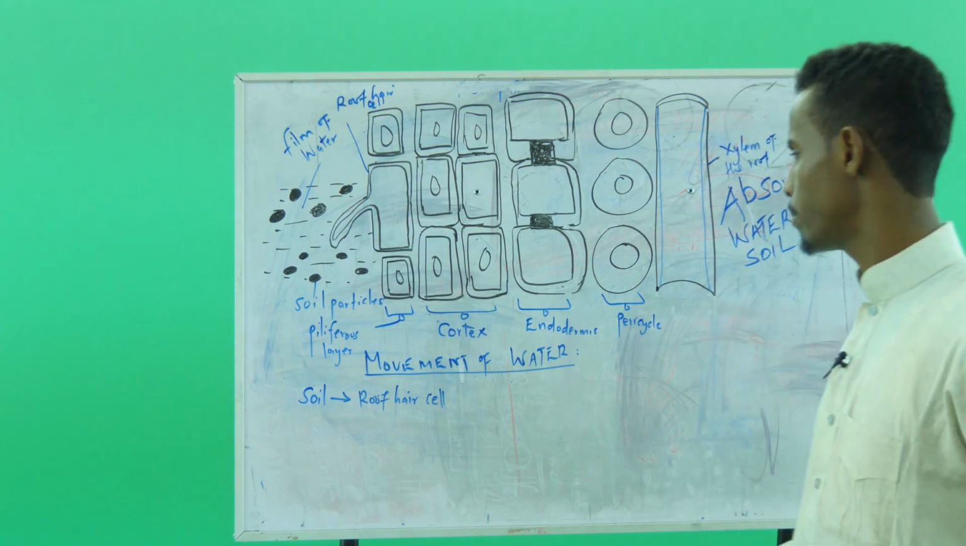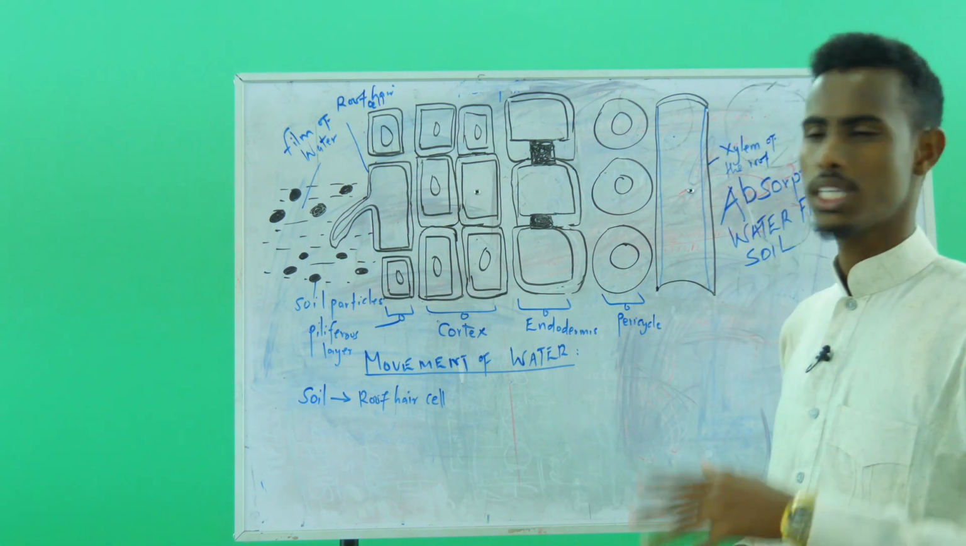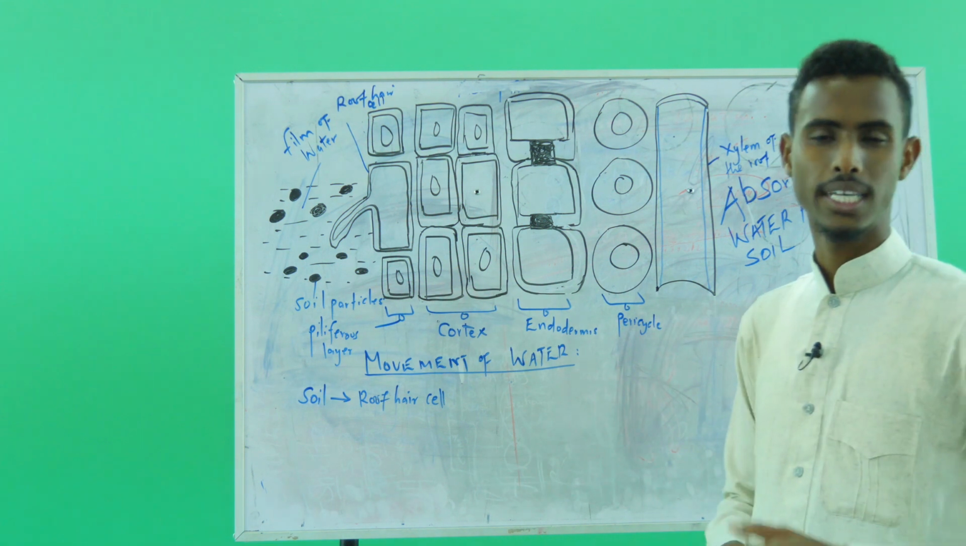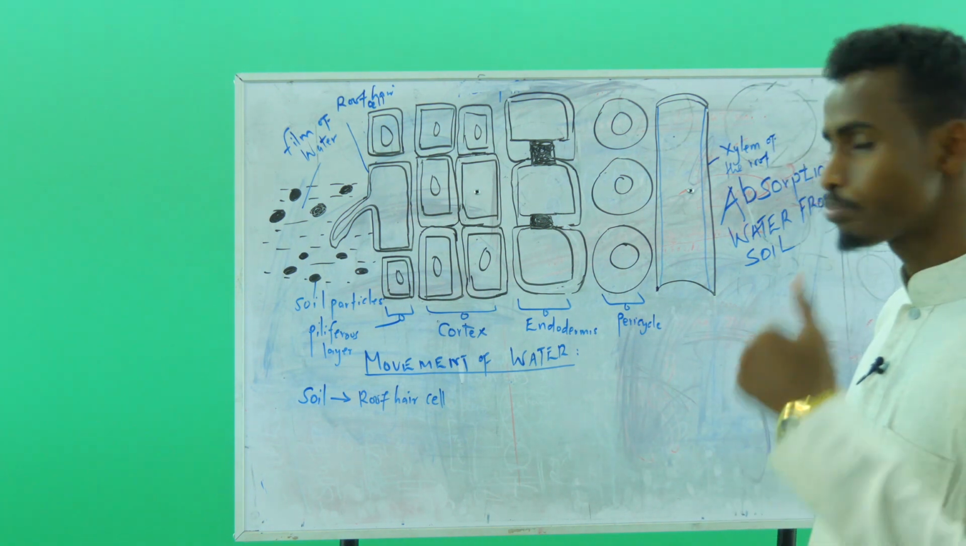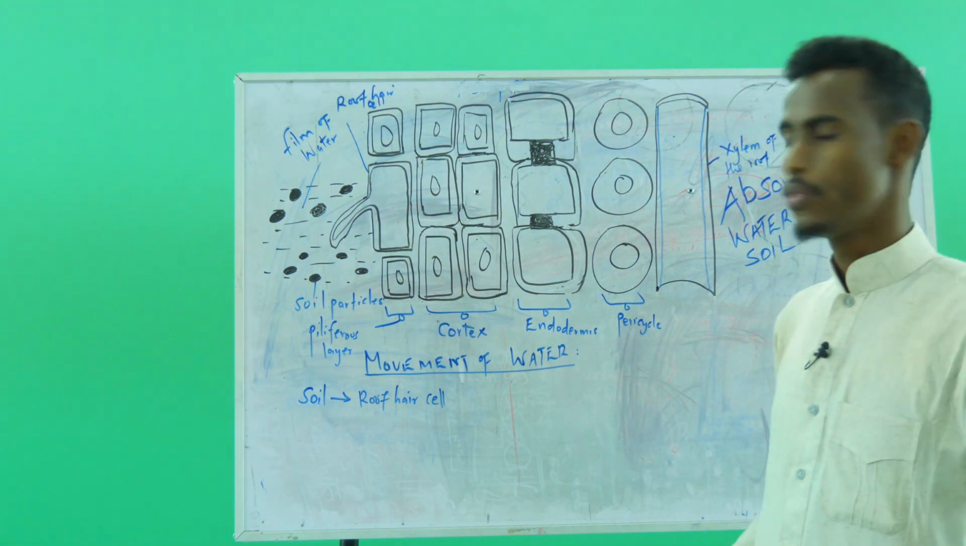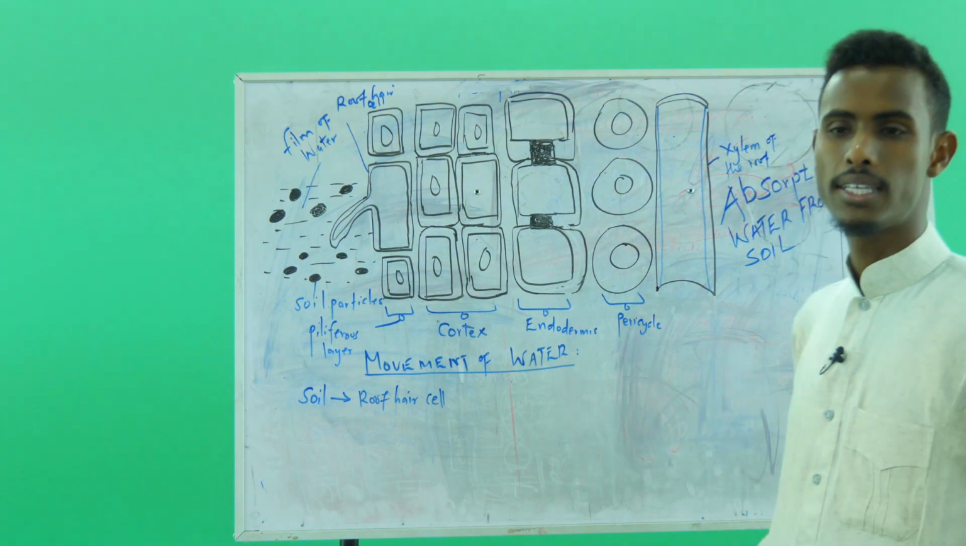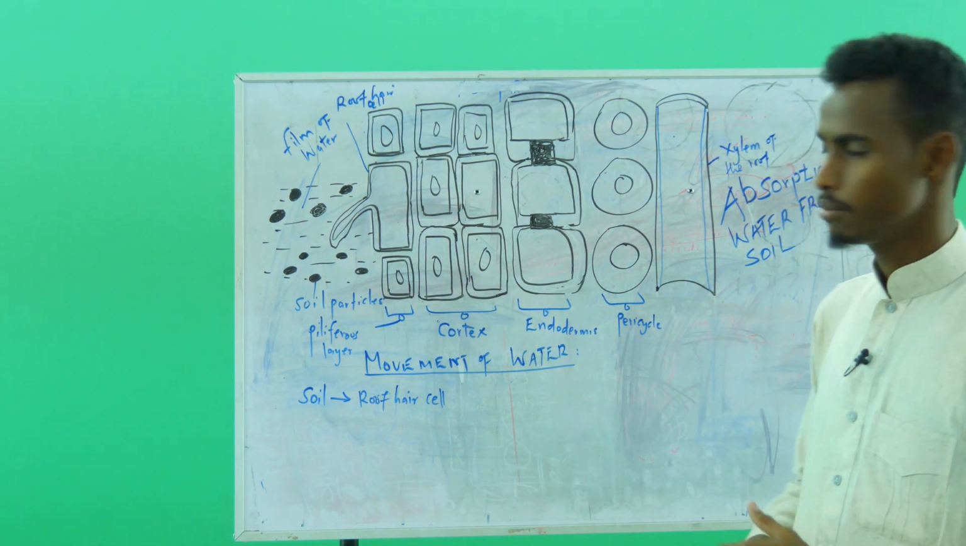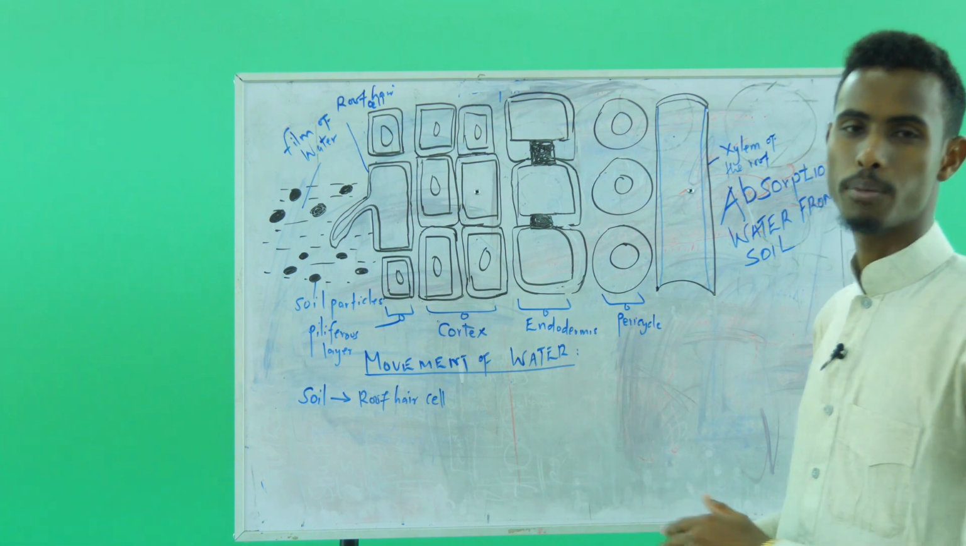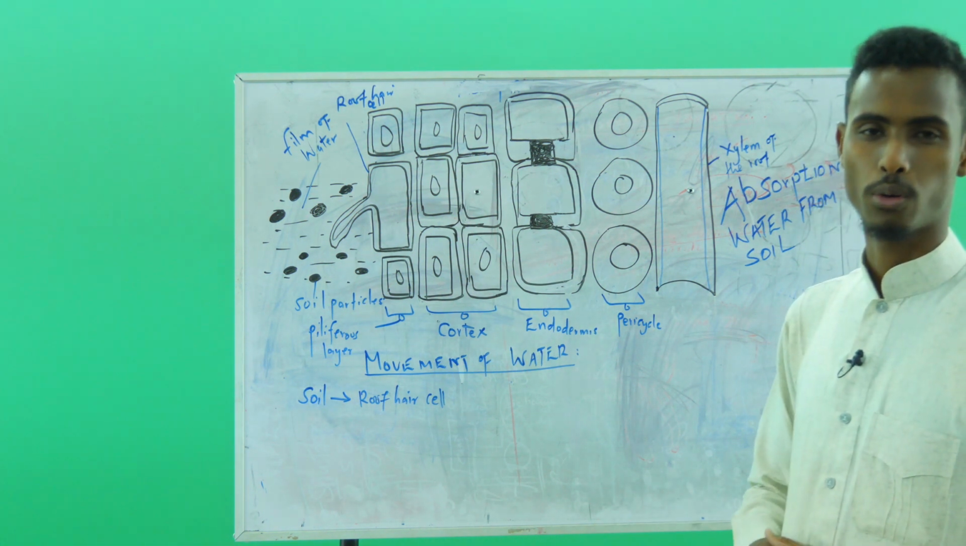We also describe the four forces involved in water conduction: the cohesion and adhesion forces, the transpiration pull, the root pressure, and finally the capillarity. And that is briefly about the process of water absorption from the soil.